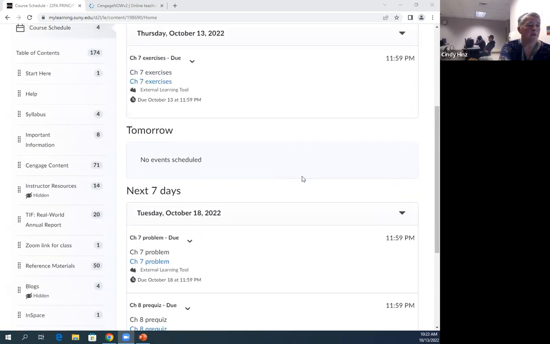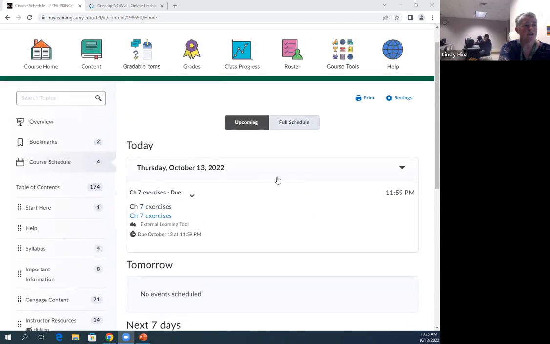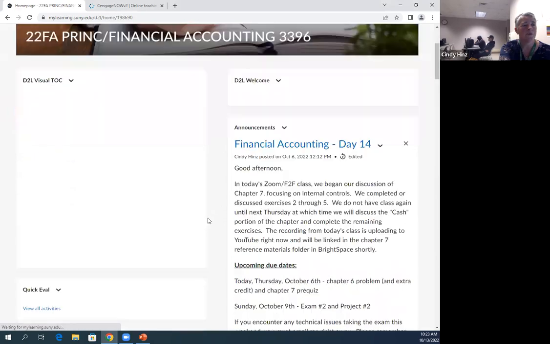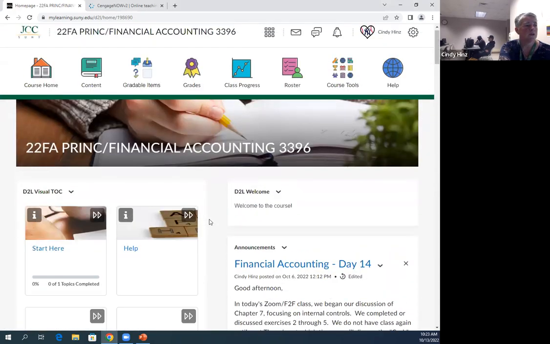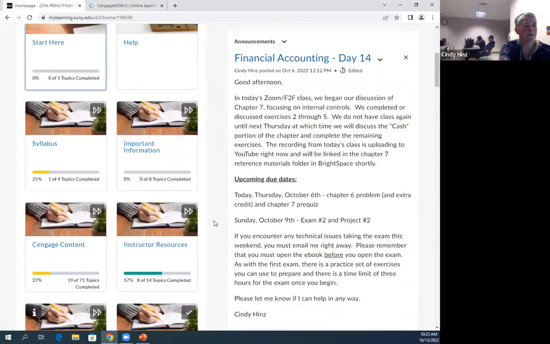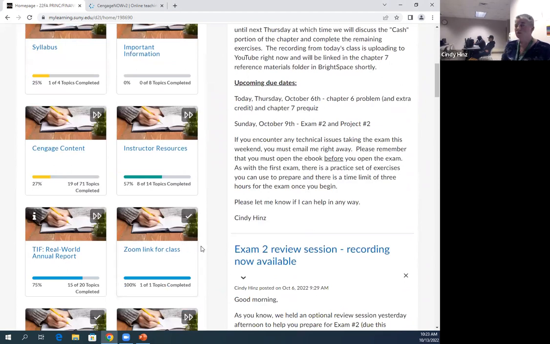One thing I wanted to point out to you, and I'll include this in the announcement later today as well. You'll notice that there is a new module on the content table of contents and on the course home. There it is, called Zoom Link for Class. That Zoom link has been set up from the beginning of the semester. That's what I've been using to record class.